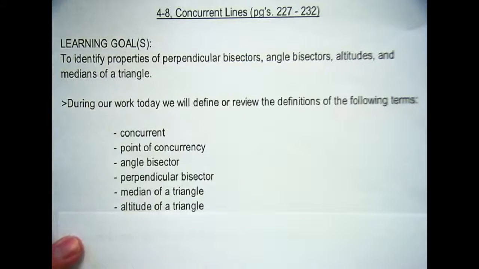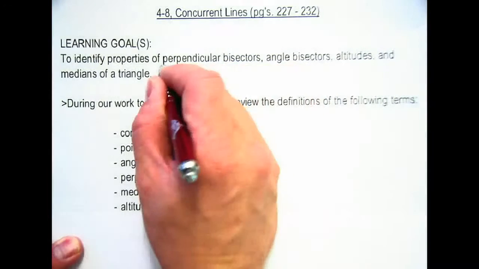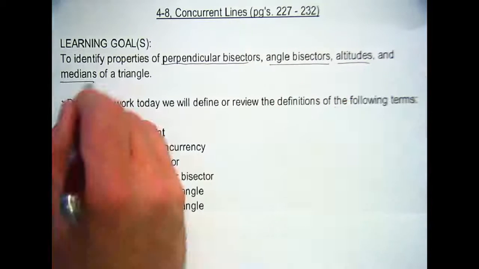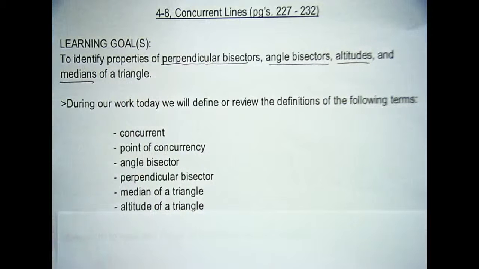You'll notice these words right here, some of them you recognize, some of them you may not. I want you to tell your neighbors which ones you recognize and which ones you don't. How many of you know what a perpendicular bisector is? How about an angle bisector? How about a median, the median of a triangle?